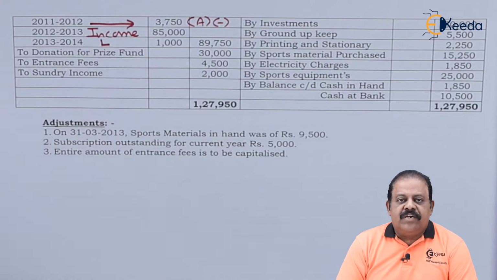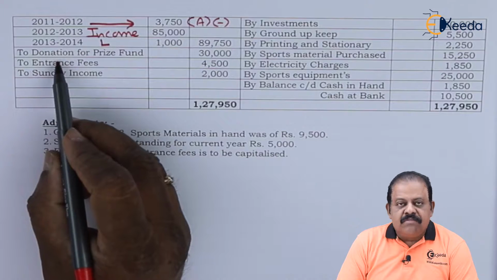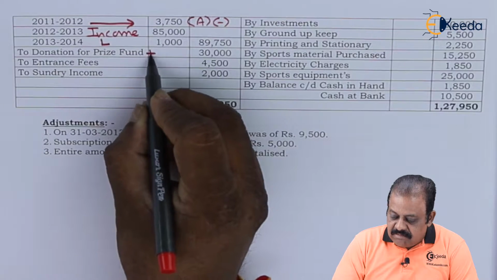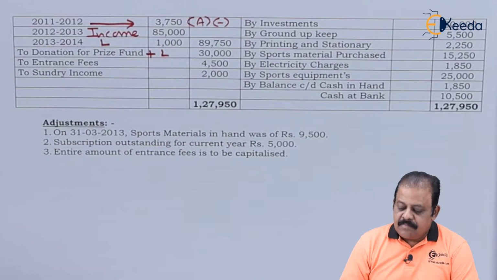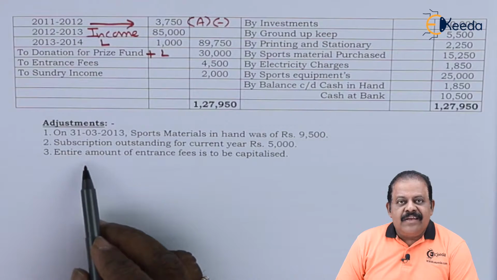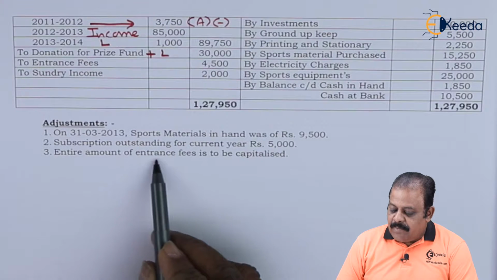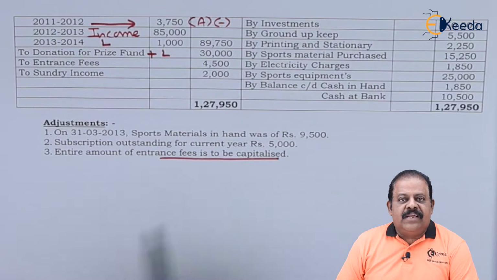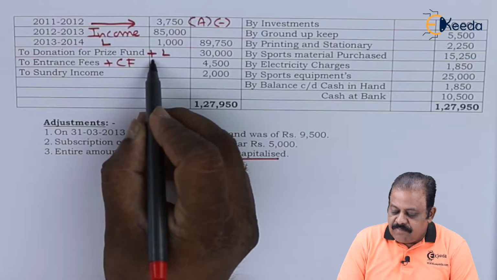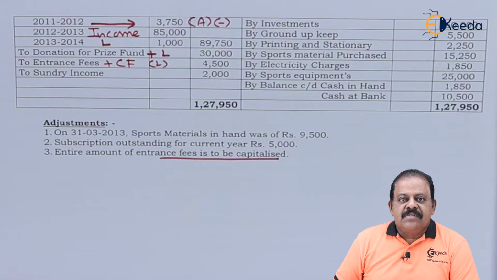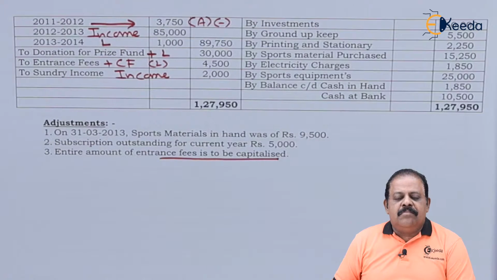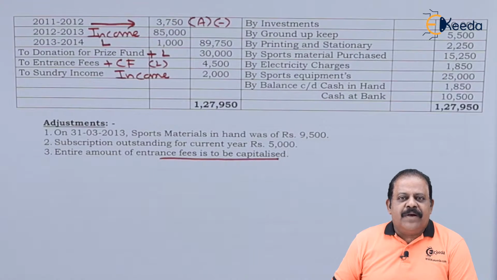Donation for prize fund. This is a special donation for a specific fund maintained. So this will be added to the prize fund on the liability side. Entrance fees received 4,500. Here adjustment number 3 says the entire amount of entrance fees is to be capitalized. Therefore, this amount will be added to capital fund on the liability side. Sundry income. It will be recorded as income on the income side of the income and expenditure account.